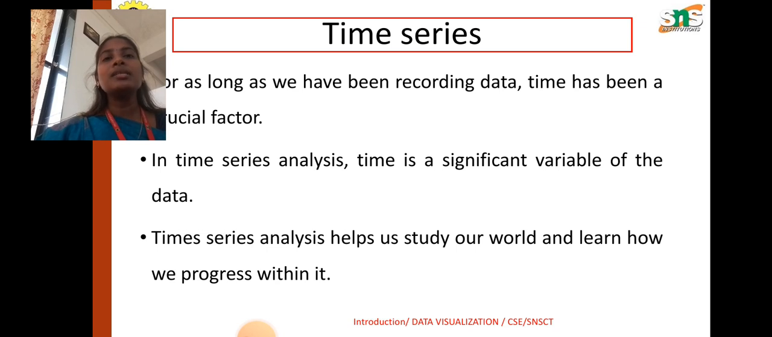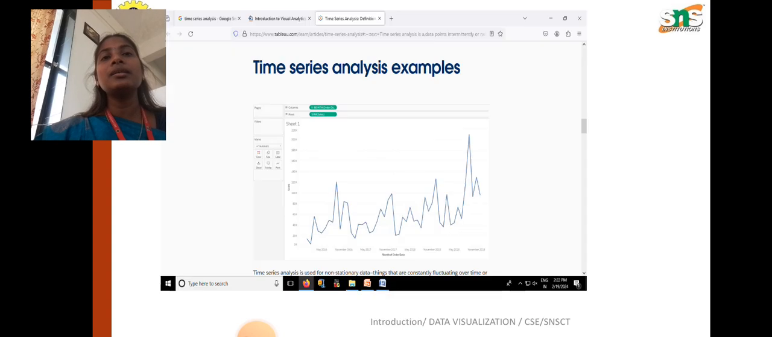As long as we have been recording data, time is a functional factor. In a time series, time is a significant variable of the data, which means whatever data we provide, the data should be present in a variable manner, which means customized data. Time series analysis helps us to study our world and learn how we progress within the data. That is considered a time series.